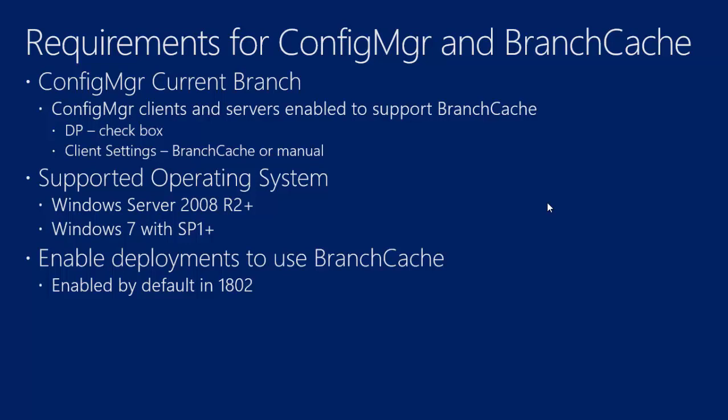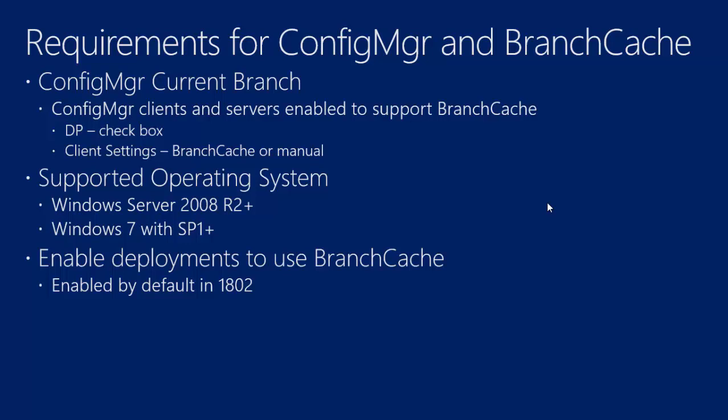Okay. Supported operating system. You do need to have a supported operating system running. You should anyway. If you have any supported operating system version out there, you will be covered from BranchCache perspective. So Server 2008 R2 Plus, Windows 7 with SP1 Plus are your base, and then everything previous to that is now unsupported anyway, so it doesn't matter really, right? And then enable your deployments to use BranchCache.